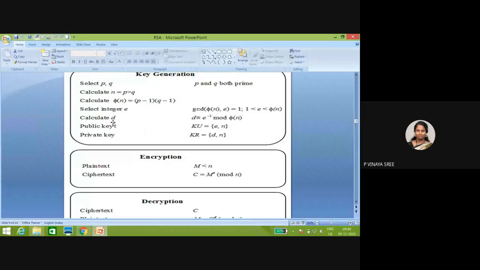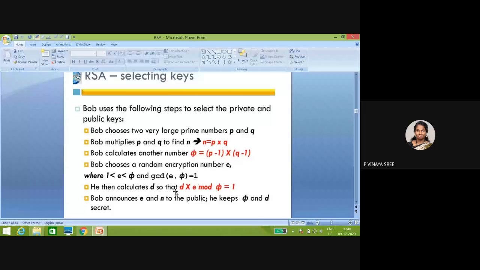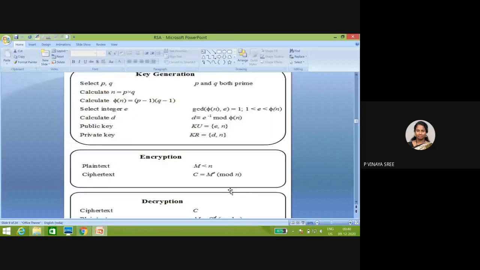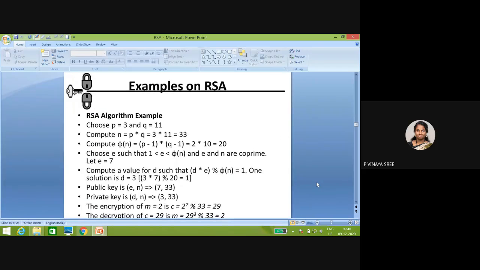And you need to calculate D. Calculating D is: D E mod pi of n equals 1. So your public key pair is E comma N, and the private key pair is D comma N. This is the encryption side. The ciphertext will be generated; the message we can even call P or M, no problem. So C is M to the power E mod N. For decryption, Bob will get the plain text M as C to the power D mod N. I'm repeating twice, so try to understand.